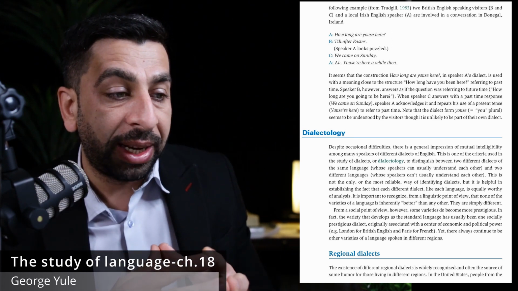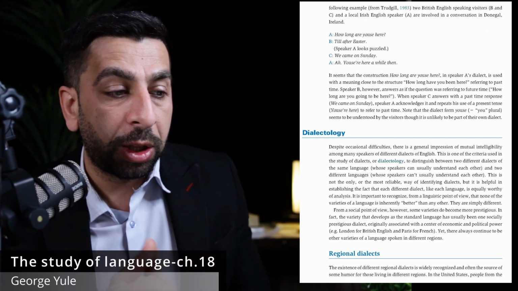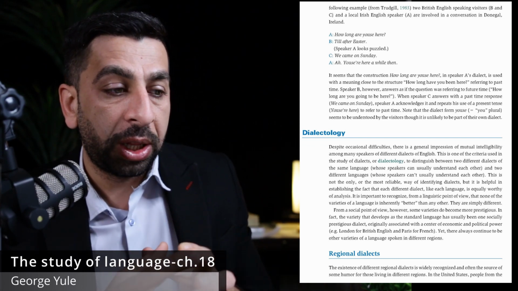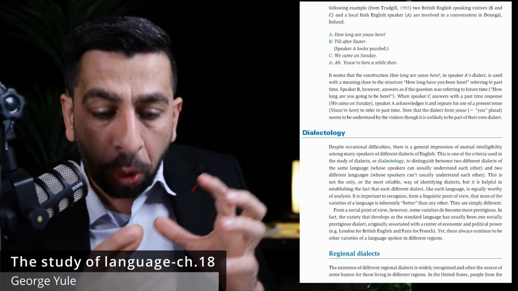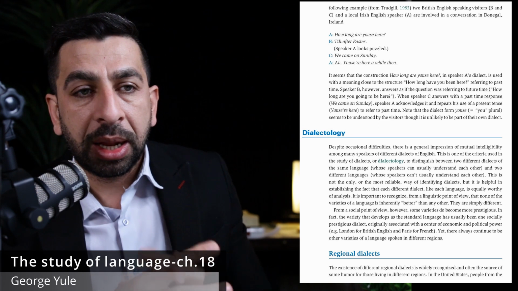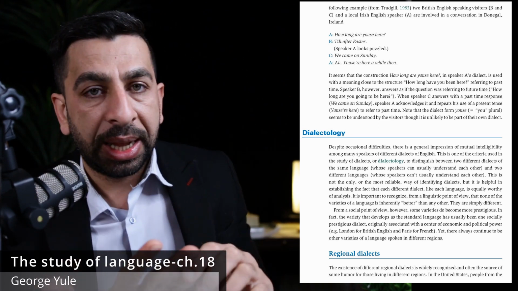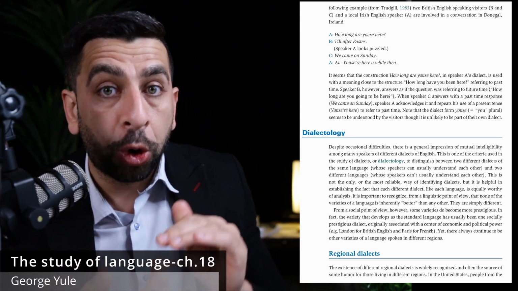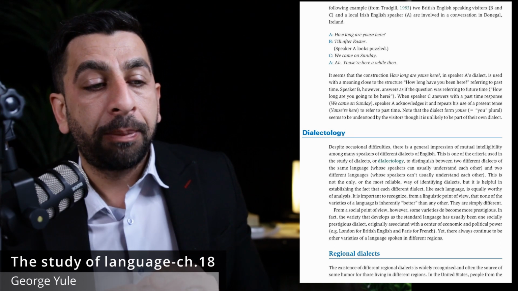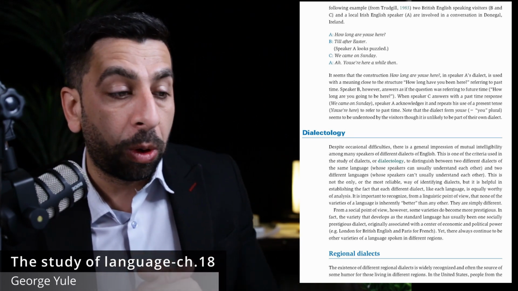In fact, the variety that develops as the standard language has usually been one socially prestigious dialect, originally associated with the center of economic and political power. القوة الأساسية للديالكت تجي من قوة الاقتصاد الخاص بالمنطقة الجغرافية أو الدولة, العامل الاجتماعي ونسبة dispersion of the distribution of that dialect in the world.